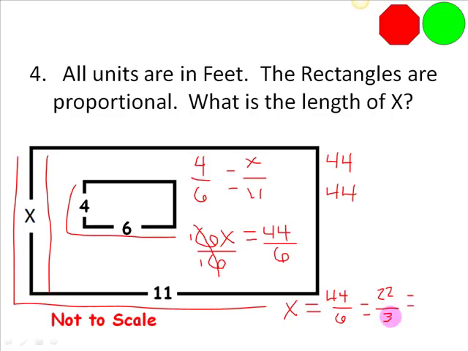And so now I look at this. I know that 3 will go into 22 7 times. And that will leave me with 1 left over, and I'm dealing in thirds. So x is going to be 7 1/3 feet, or 22 thirds feet.